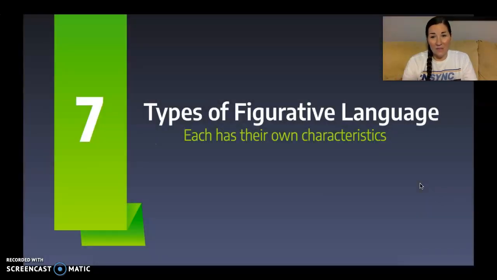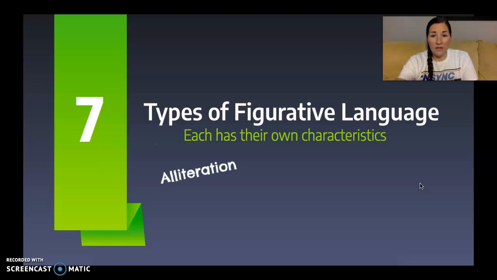So there are 7 types of figurative language that we're going to talk about today. There's really lots and lots of different kinds of figurative language, and we could probably spend weeks on the different types, but today our purpose is just to expose you to these different types, and really just so that you can get an idea of what they are and recognize them when you are reading. So each of them has their own characteristics, and we're going to go over them just shortly, just to give you a quick overview.